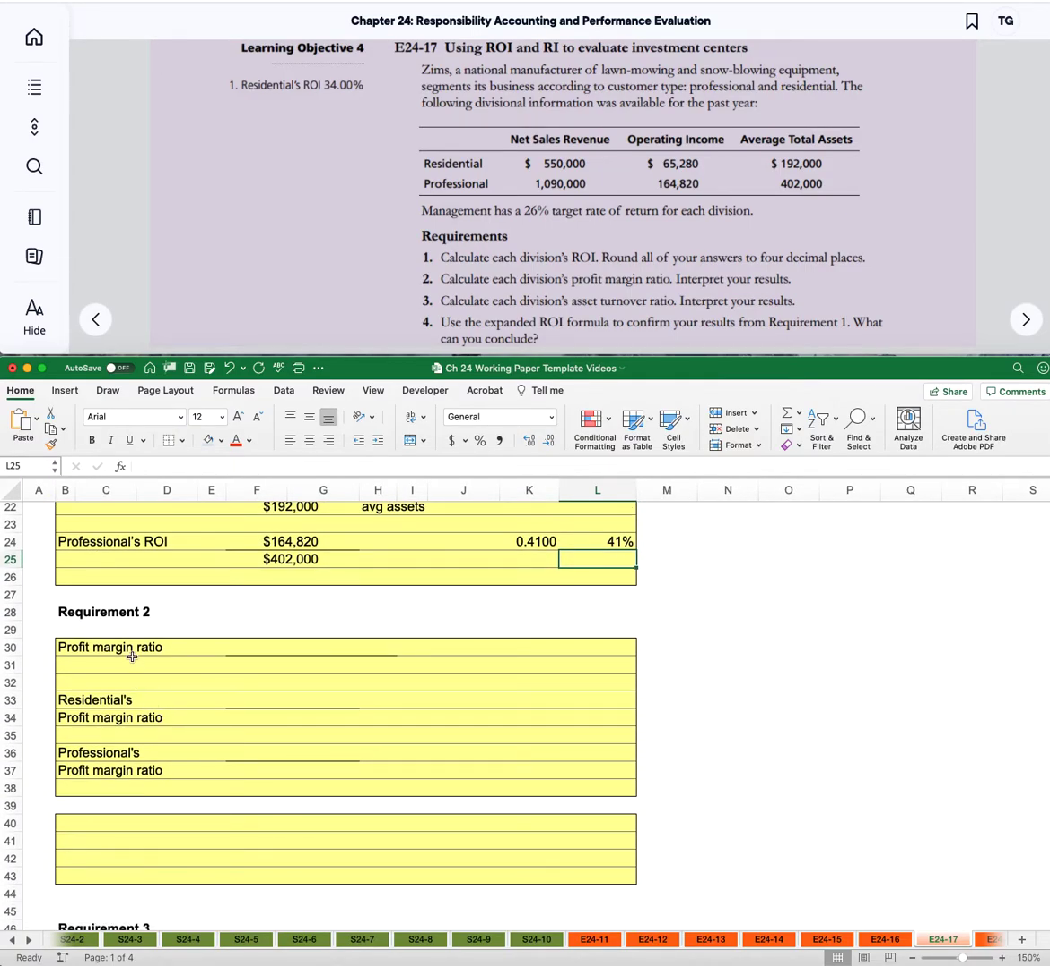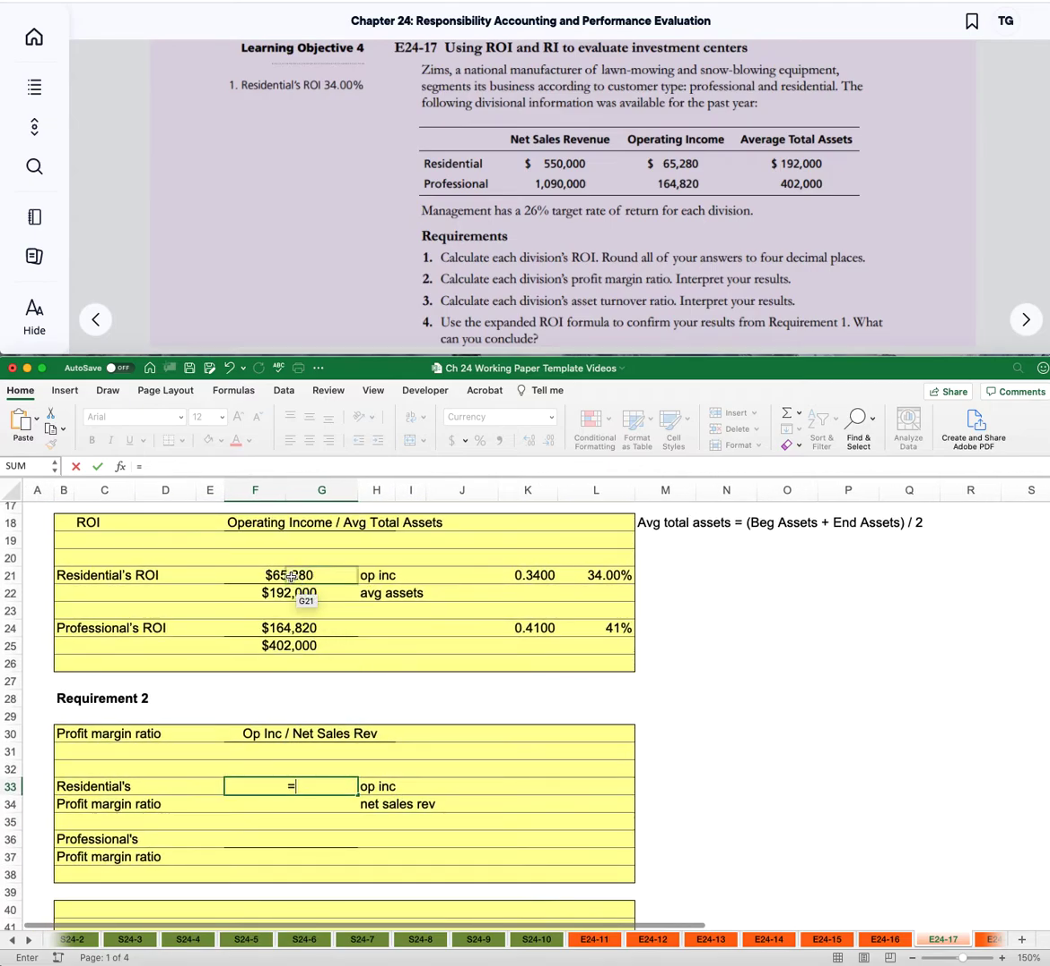So now let's do the profit margin ratio for each division. The profit margin ratio is calculated as operating income divided by our net sales revenue. And so we'll pull the numbers down so that we can use the formula. So for residential, we have operating income. We can actually reference, so I don't have to type it again, the 65,000 that we typed above. Our net sales revenue is 550,000. For the professional, we can again reference the operating income of 164 that we typed previously. The net sales revenue is 1,090,000.